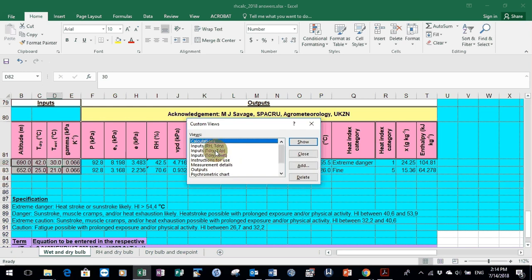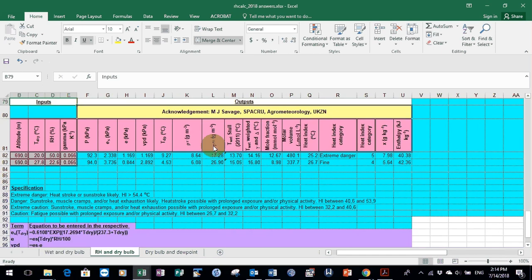If we look at RH and dry bulb, similar inputs, except in this case relative humidity instead of the wet bulb, and there are the various calculations. There are two estimates for wet bulb, one using the Stull 2011 method, and another one where wet bulb is calculated as a weighted mean between the dry bulb and the dew point temperature, and they are weighted for the psychrometric constant and delta respectively, where delta is the slope of the saturation water vapor pressure curve.